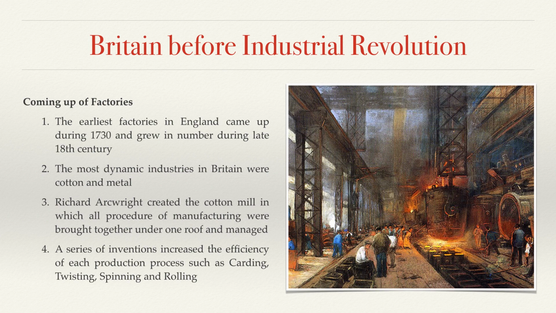Britain, the coming up of factories. The earliest factories in England came up during 1730 and grew in number during the late 18th century. The most dynamic industries in Britain were cotton and metal. Richard Arkwright created the cotton mill in which all procedures of manufacturing were brought together under one roof and managed. A series of inventions increased the efficiency of each production process, such as carding, twisting, spinning, and rolling.